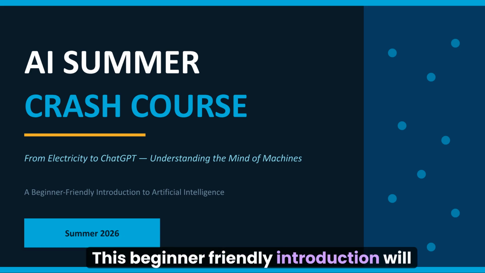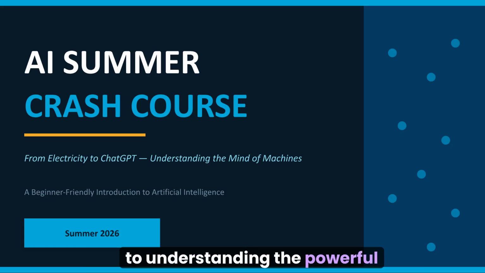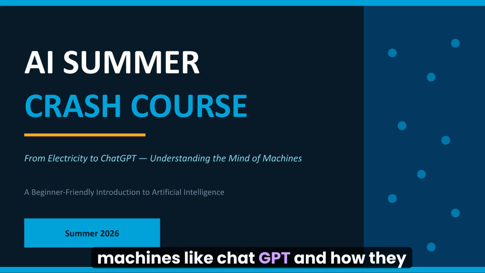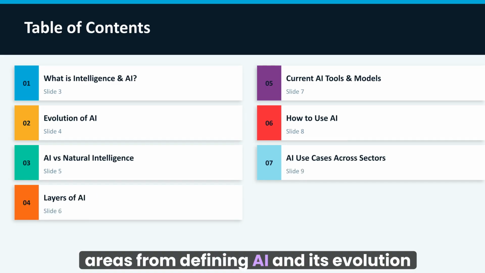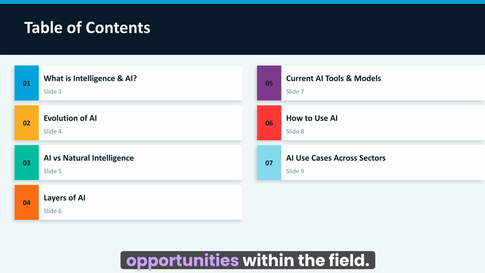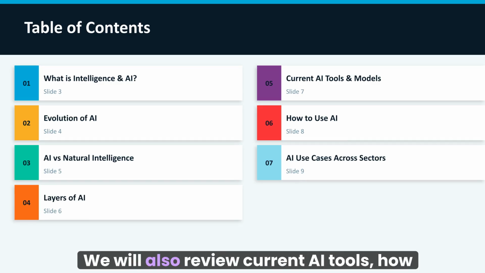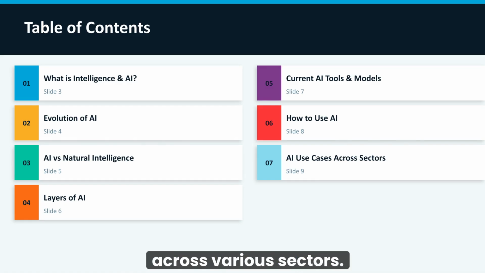This beginner-friendly introduction will guide you from the basics of electricity to understanding the powerful machines like ChatGPT and how they simulate the mind. Our journey today covers 7 key areas, from defining AI and its evolution to exploring the layers of AI and the job opportunities within the field. We will also review current AI tools, how to use them, and their applications across various sectors.